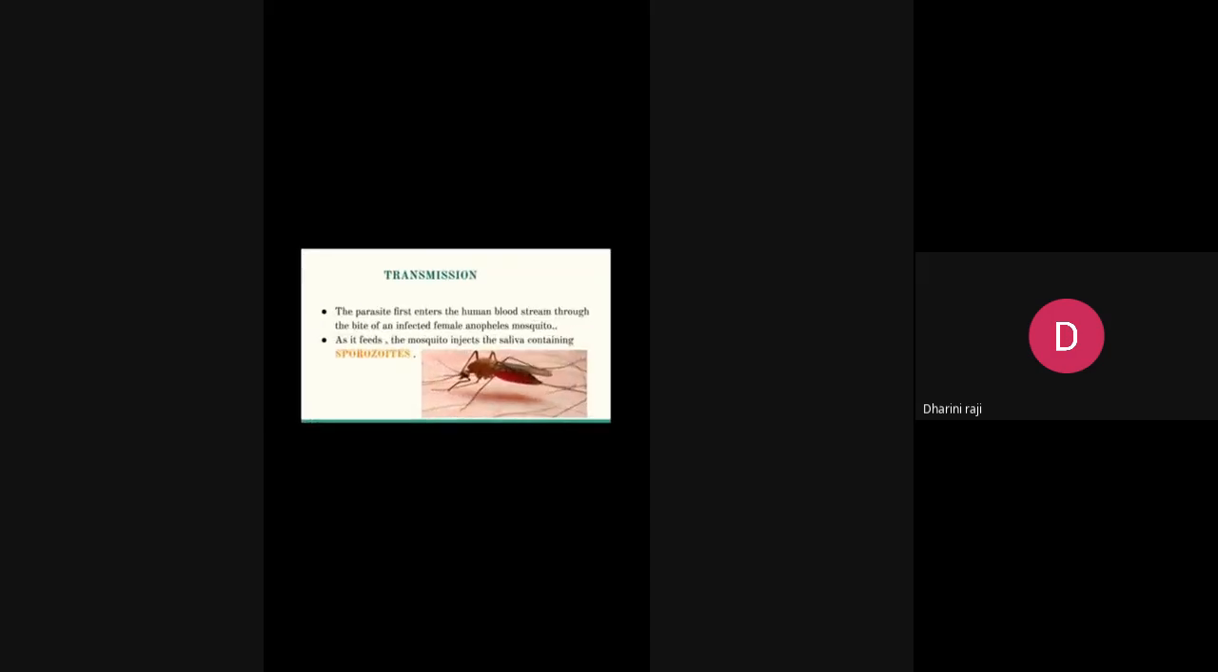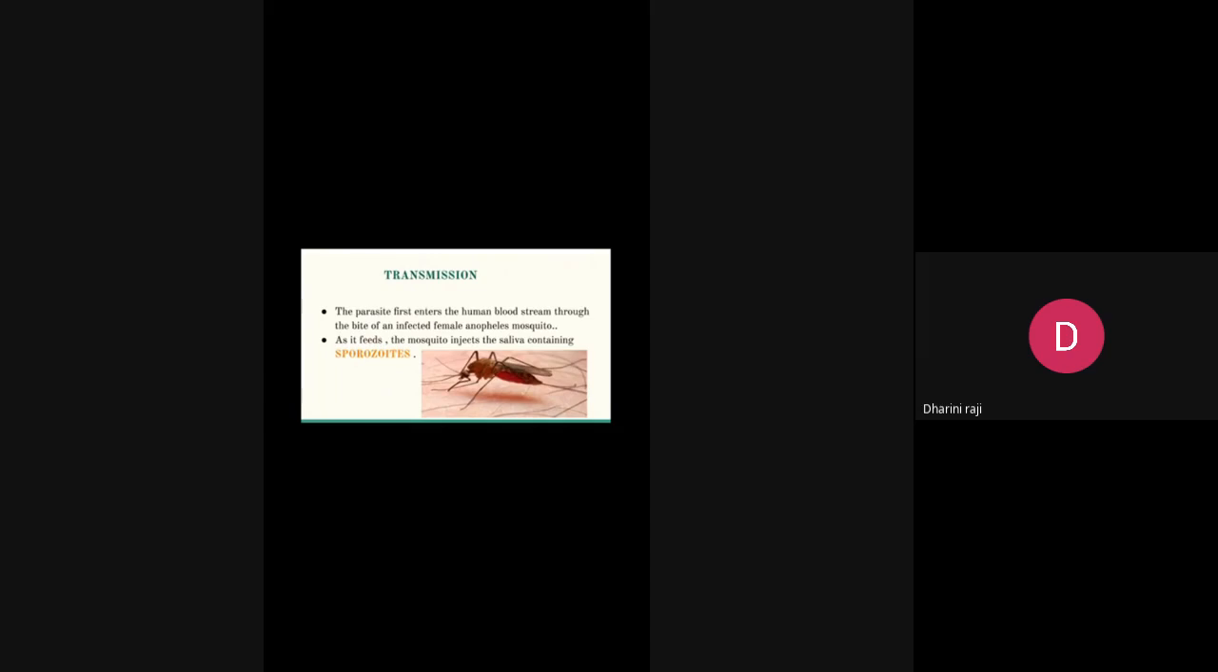Life cycle. Plasmodium falciparum is a digenic parasite involving two hosts, man as the secondary host and female Anopheles mosquito as the primary host. The life cycle of Plasmodium involves three phases, namely schizogony, gamogony, sporogony.